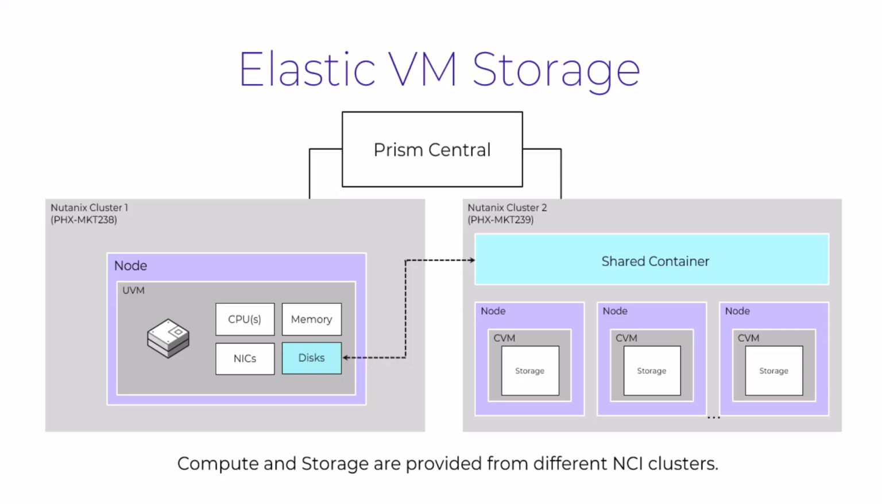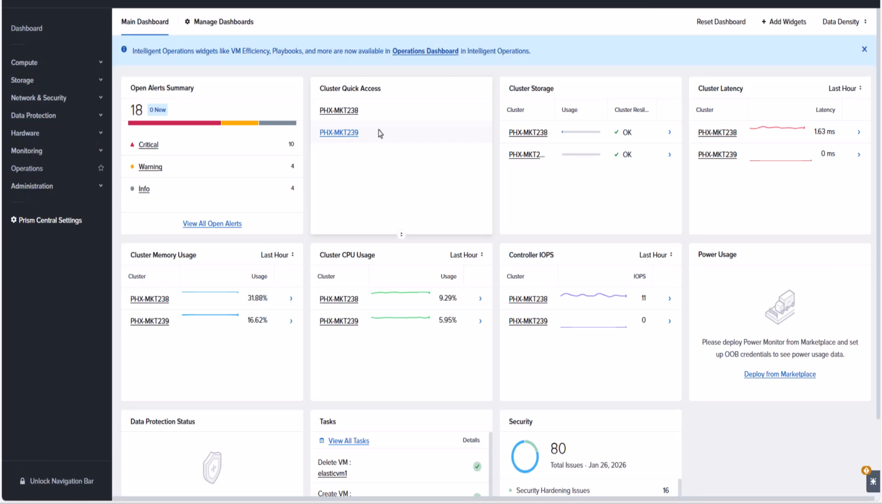instance. This is great for times when the cluster where you want to run the VM is a little bit low on storage, but you have plenty of storage elsewhere and you don't want to have to go out and re-architect or expand a cluster. You can just use what you have in your environment. So let's walk through what our environment looks like and how we use this feature.